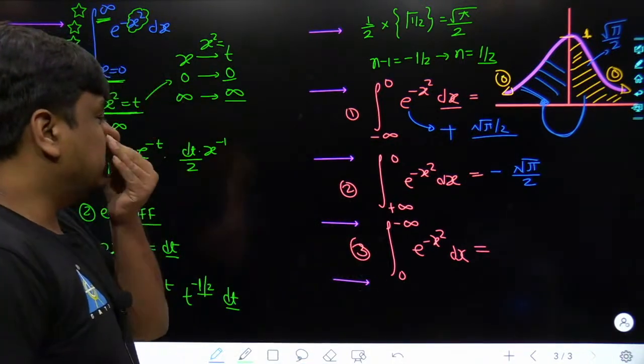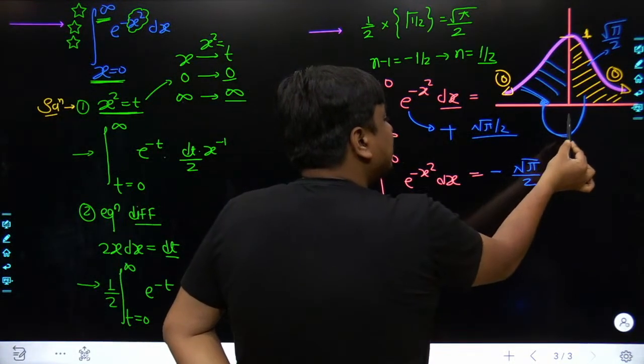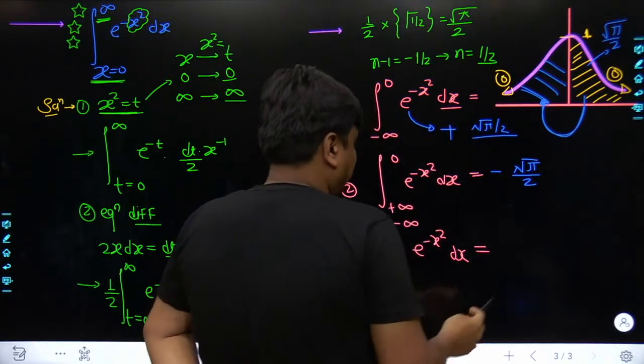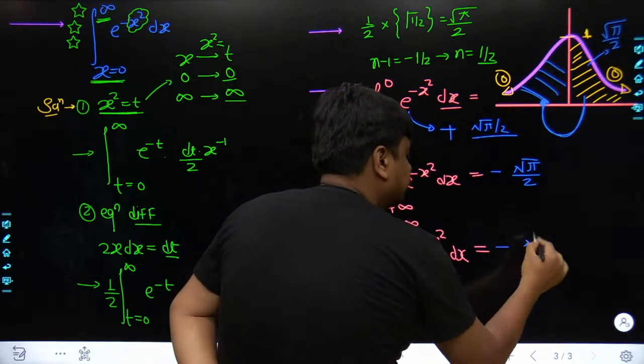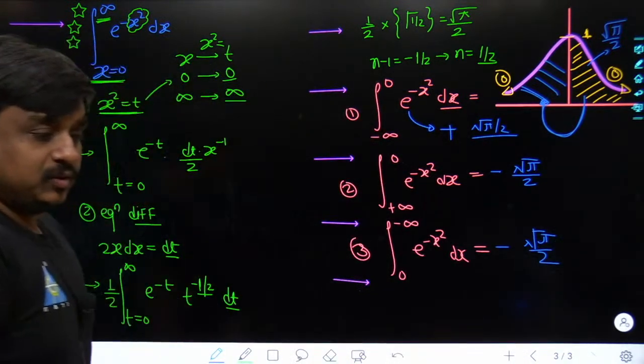What about the last one? You start from the lower limit, which is 0, and you go towards the left hand side in search of the upper limit. It would be minus. It would be this.